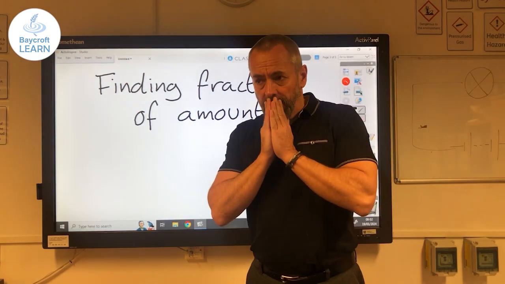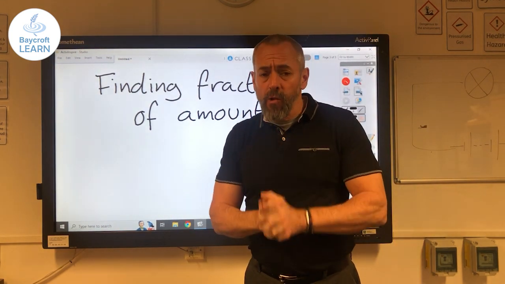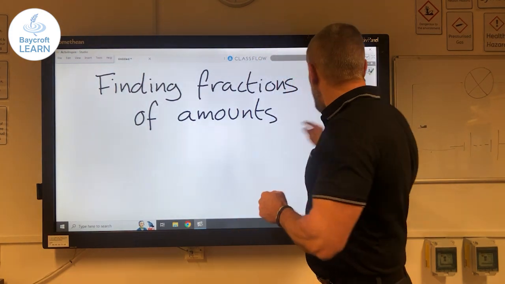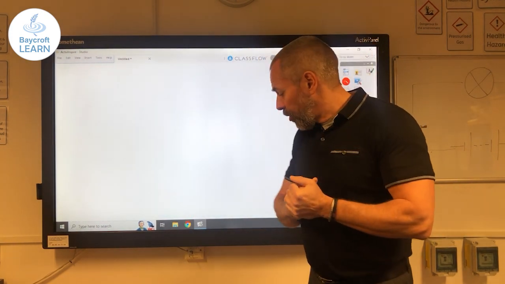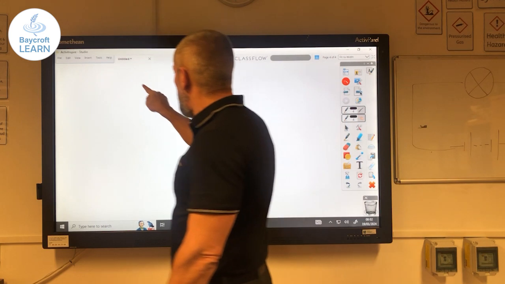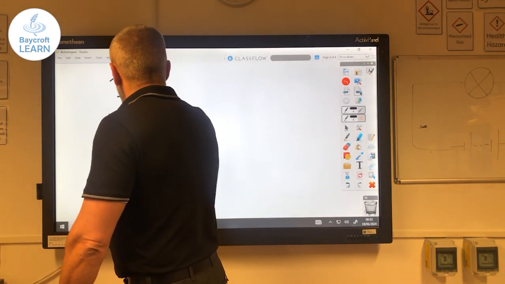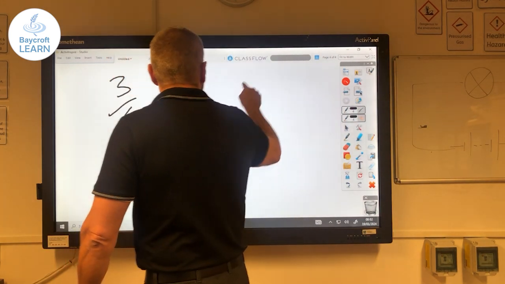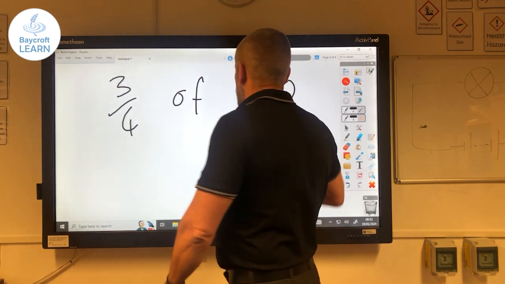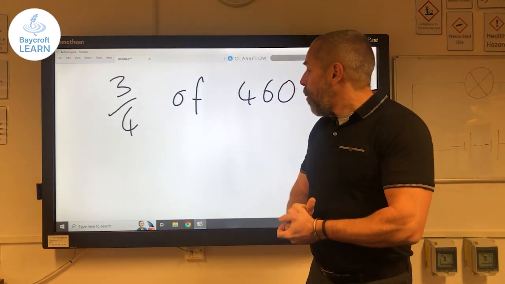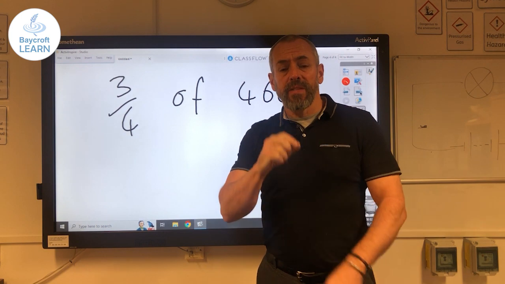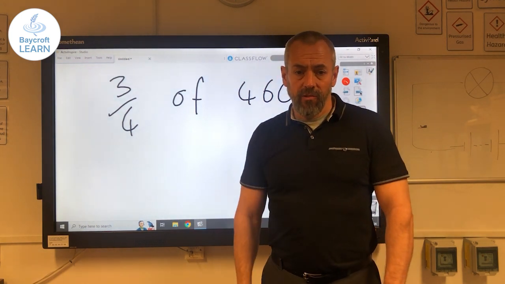Finding fractions of amounts. We've already covered fractions. We already know what our fractions should look like. We're going to do an example of finding 3/4 of 460. Now, what we need to do first of all is find 1/4 of 460.